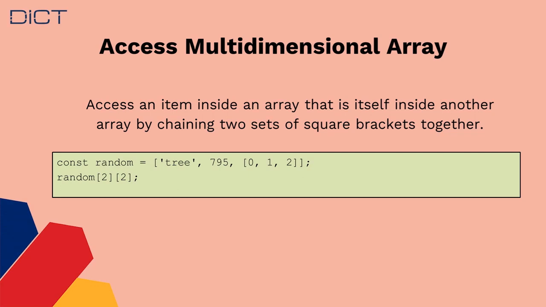Say for example, we have the random array with different array items. So we have 3, 7, 9, 5. Then we have 0, 1, 2 as an array inside an array. Then we access it through the chaining of two sets of square brackets. So random[2][2], and it displays the output as the number 2.